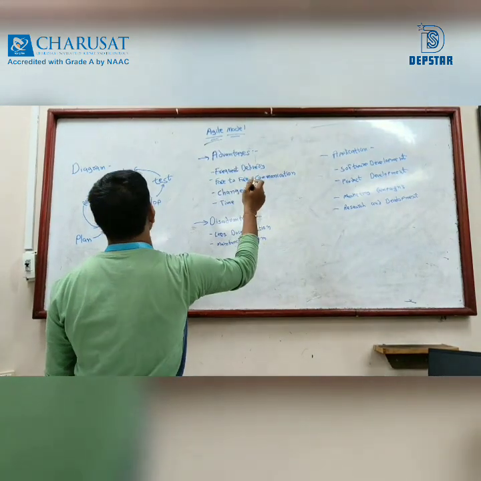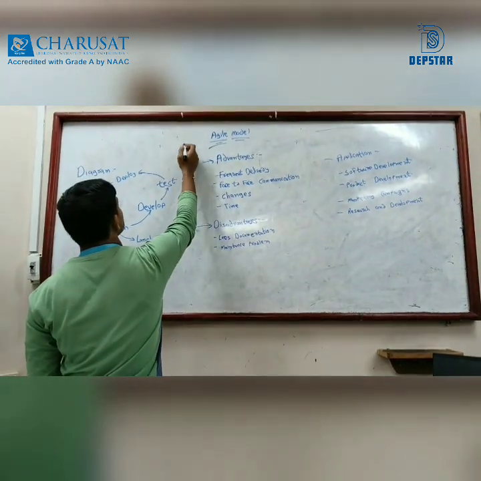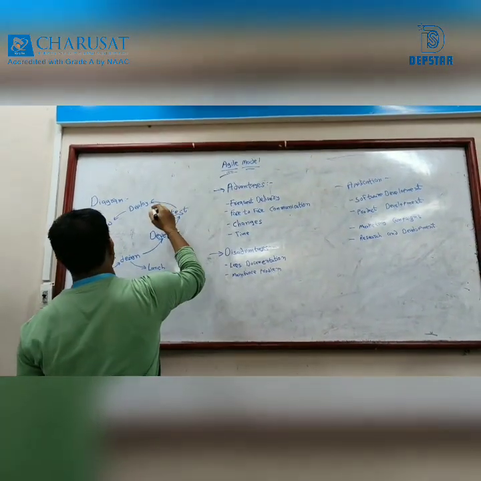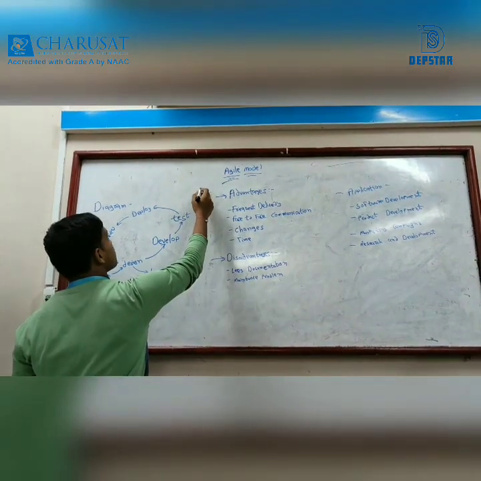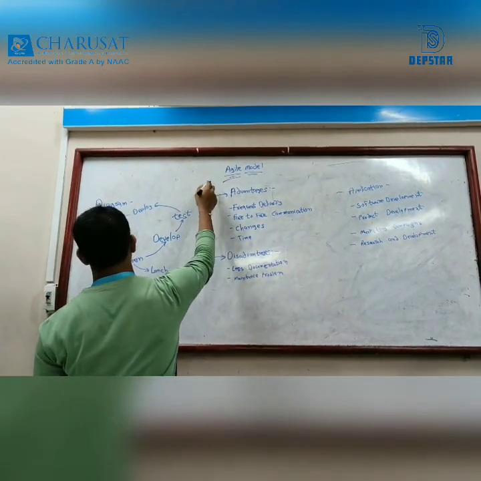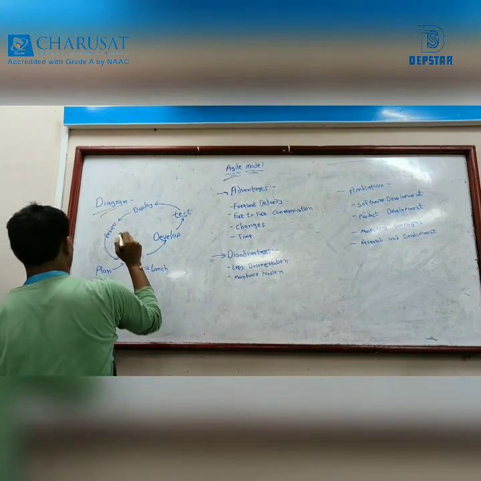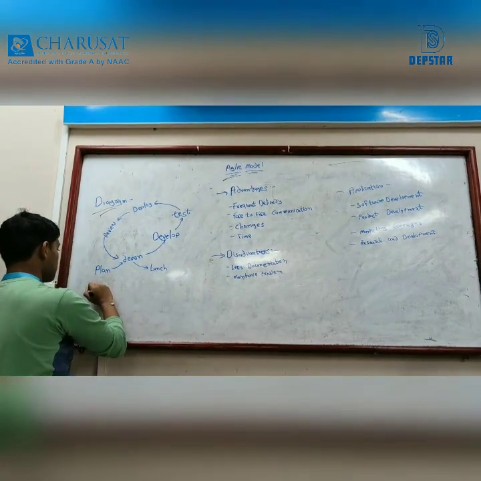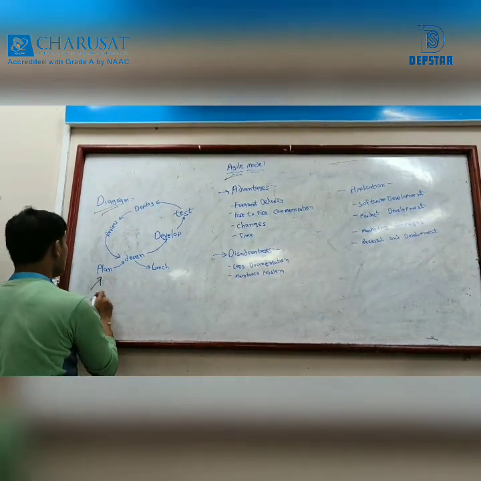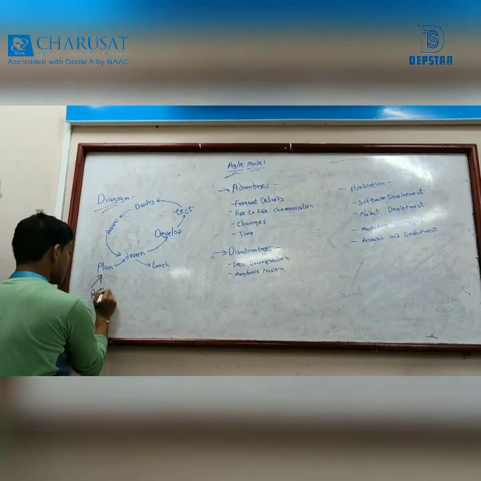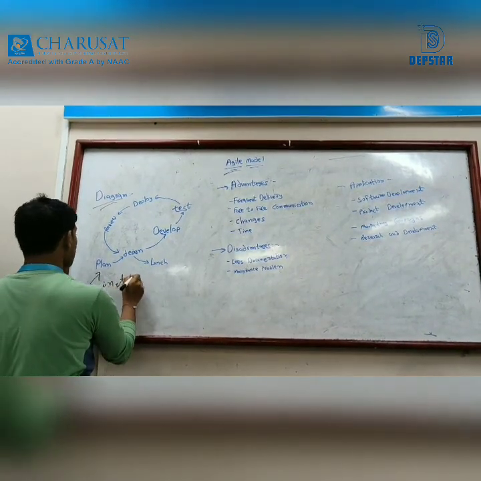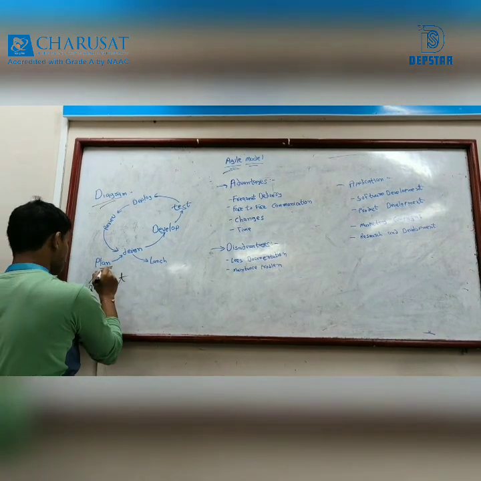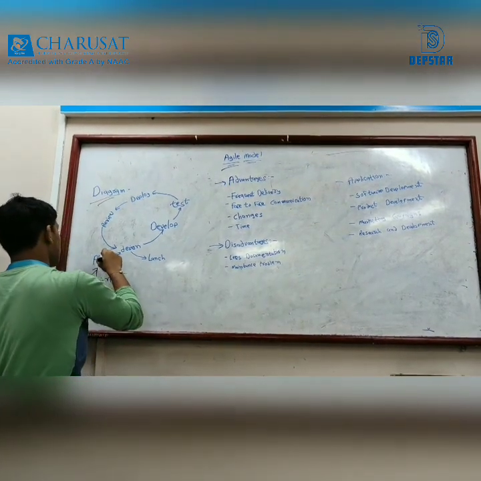The Agile model mainly focuses on dividing the problem into small parts and planning first. This is the diagram of the Agile model. First, we get the requirements from the client. After getting the requirements, we plan the software project.